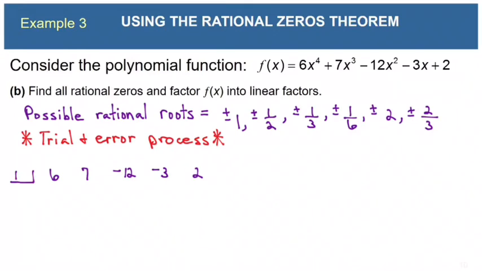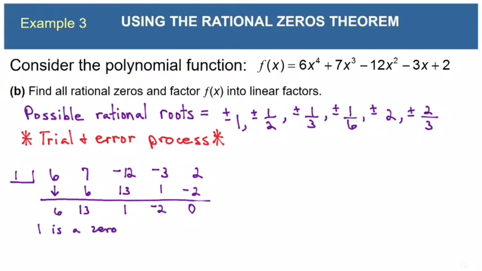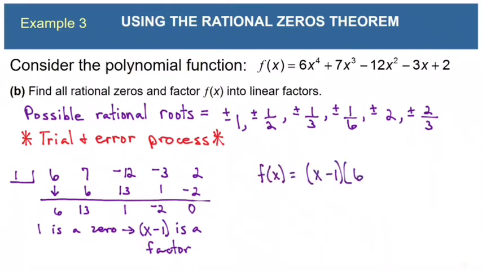And let's try 1. So when I do the synthetic division with 1, oh, good luck. I found that 1 is a 0 of this polynomial, which means that x minus 1 is a factor. And now I have my polynomial factored into two pieces. I have x minus 1, and I also have 6x to the 3rd plus 13x squared plus x minus 2. So this is how our polynomial has broken down.